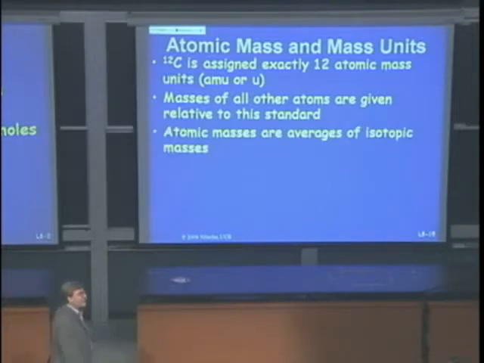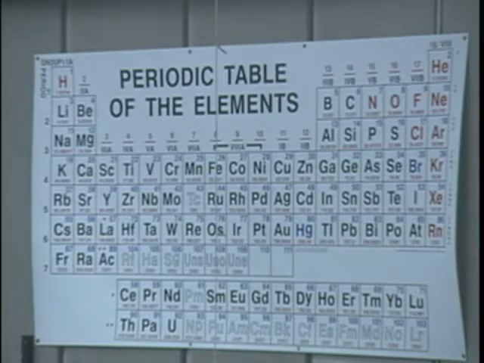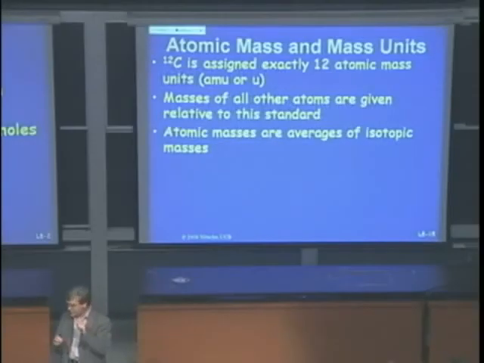The atomic masses are averages of the isotopic masses, and we talk about isotopes in a minute, because you can have a different number of neutrons in the same element. Not in the same atom, in the same element. And then you call it an isotope. But since protons and neutrons have about the same mass, it's heavier.